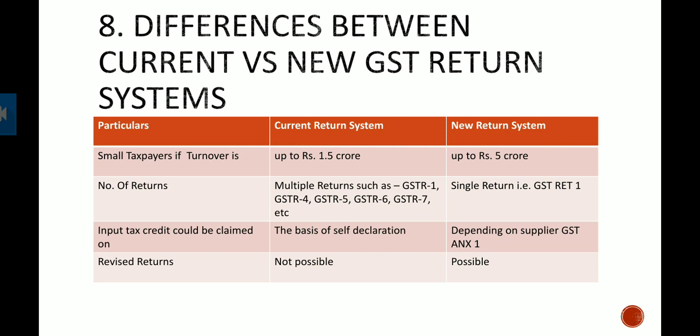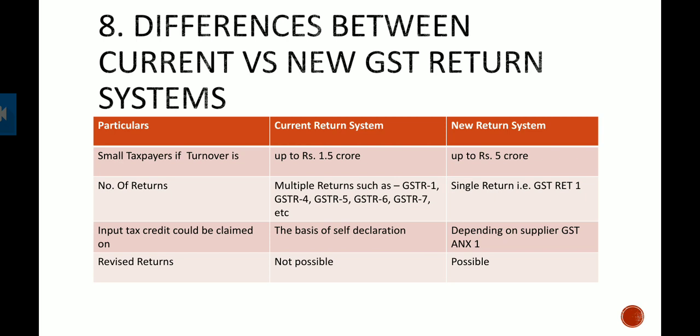Input tax credit could be claimed on a self-declaration basis under the old system, that is the current system. But in the new system, which is yet to come, input tax credit can be claimed depending on the supplier's GST ANX1. That is, if the supplier uploads an invoice, then only the input tax credit relating to that invoice can be available for the recipient.